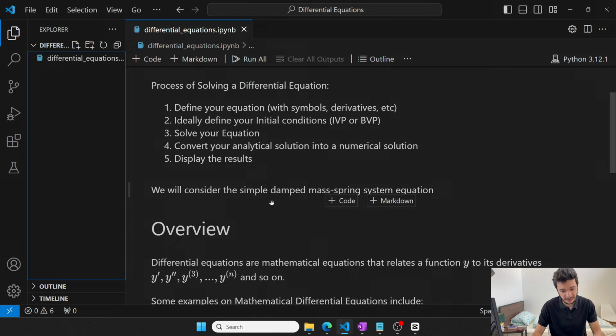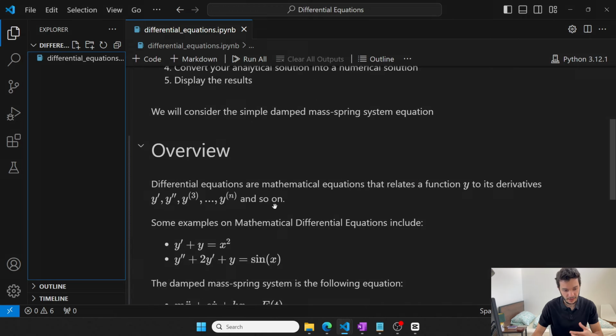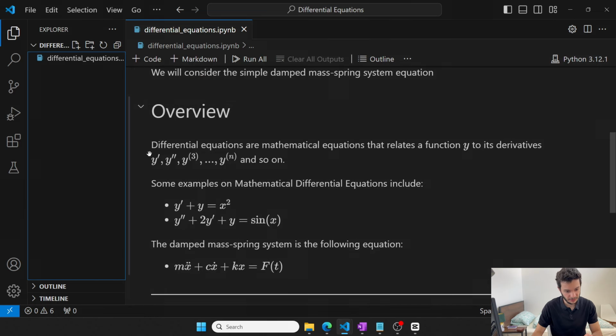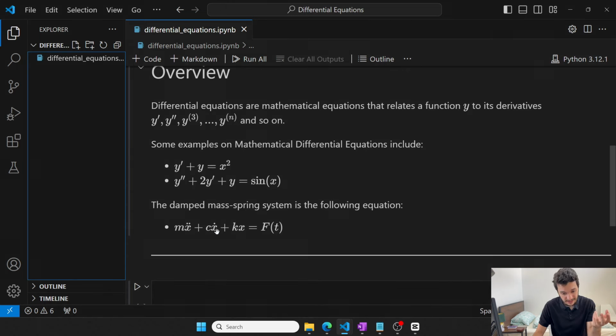Okay, so we will consider the simple damped mass spring system equation. Here I had some very basic overview on differential equations. Differential equations are mathematical equations that relate a function y, in this case x, which is a function because it depends on t, to its derivative. For example, here we have y prime plus y is equal to x squared. This is a differential equation, and this is another differential equation here. And the damped mass spring system is a second order differential equation which is linear and non-homogeneous.